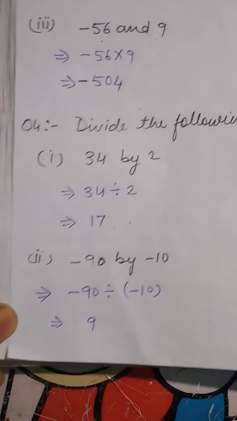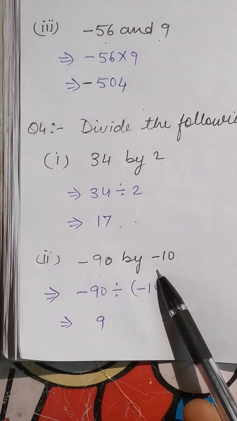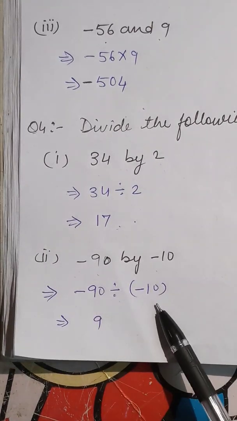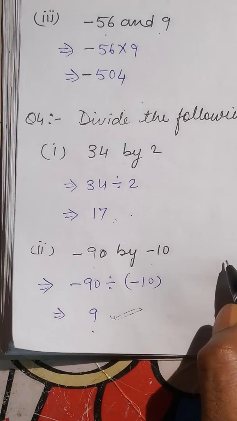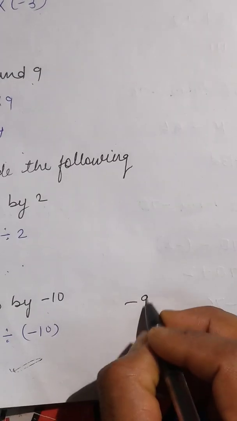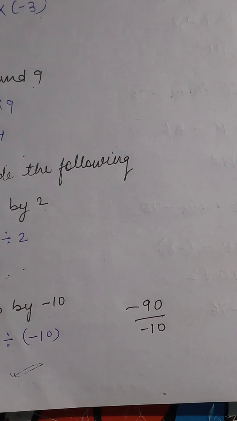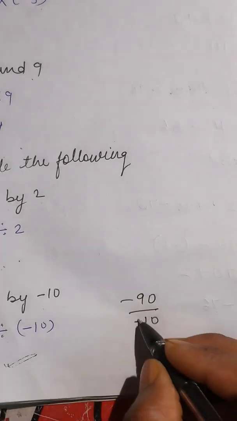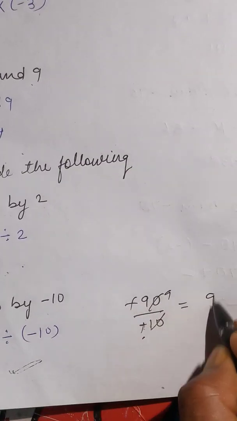Now if two negative integers are divided by each other, suppose -90 divided by -10, look here, the two negative integers are divided, then the result will be positive. Minus and minus cancel out, and we will get 9 as a result.